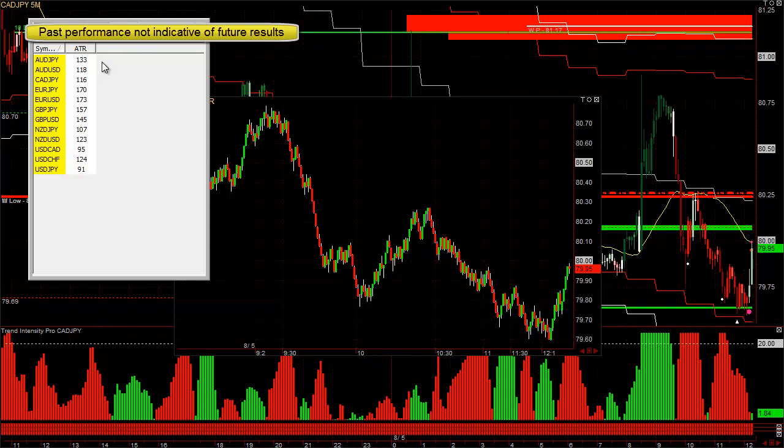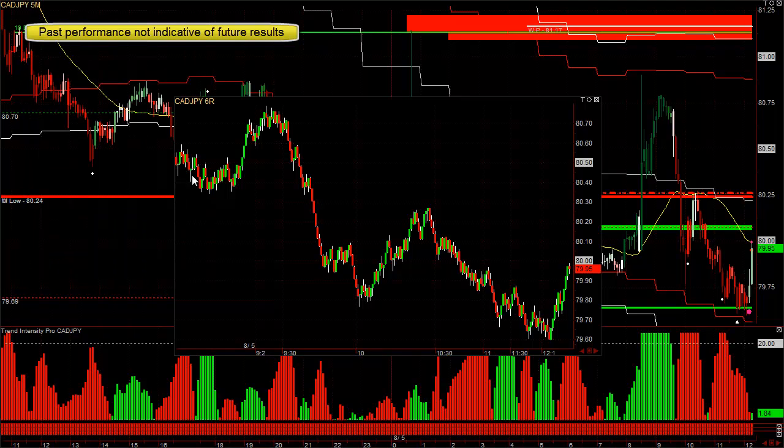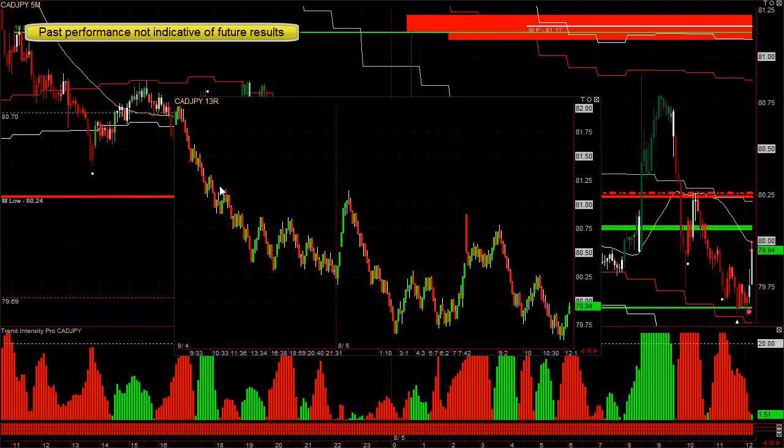The Australian yen 20-day average moves 133 pips a day, so 6 pips per bar is quite fast. You might want to use 13 pips per bar, and as you do, you can see a lot of the noise that's in the market gets taken away.